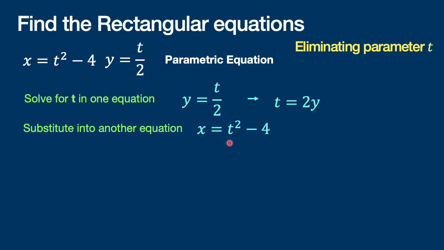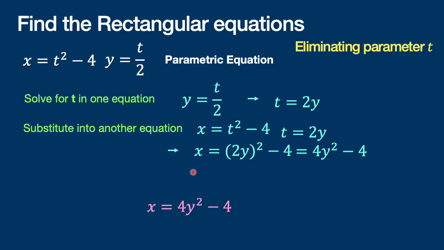Now we substitute this t equals 2y into the other equation. So x equals (2y) squared minus 4. (2y) squared is 4y squared, so x equals 4y squared minus 4. That's what we call a rectangular equation, the regular form of equation we usually see, right? This is a parametric equation depending on t. This is a rectangular equation.